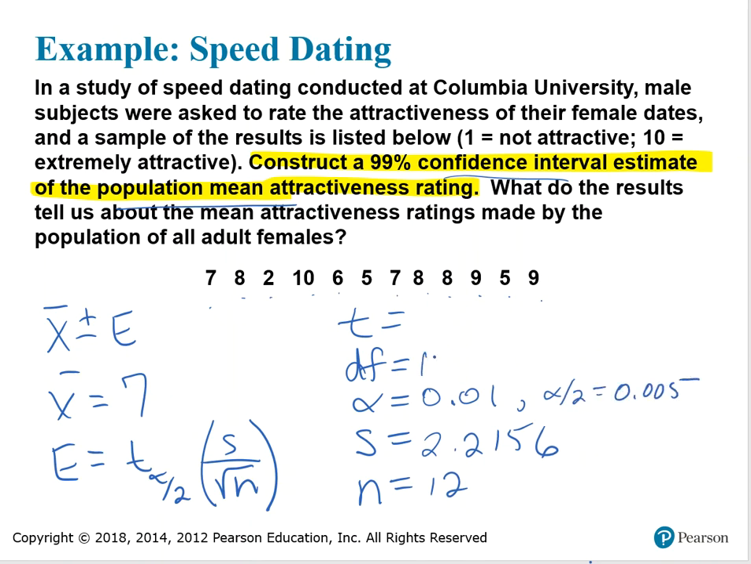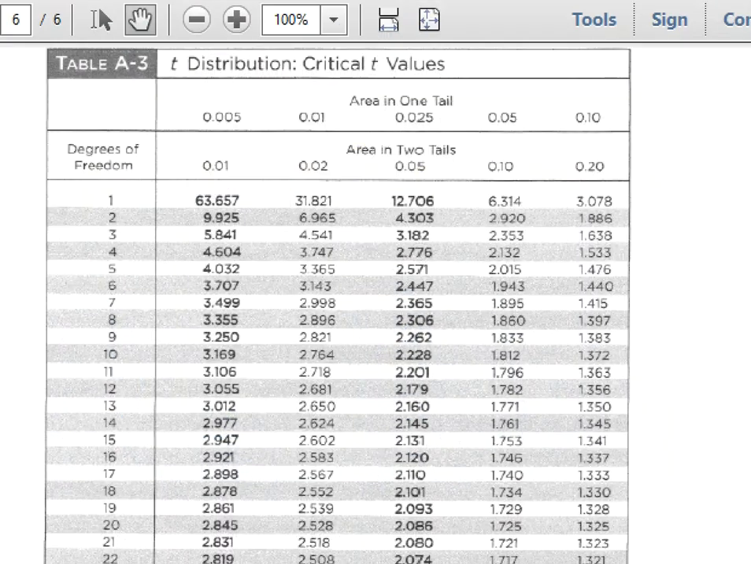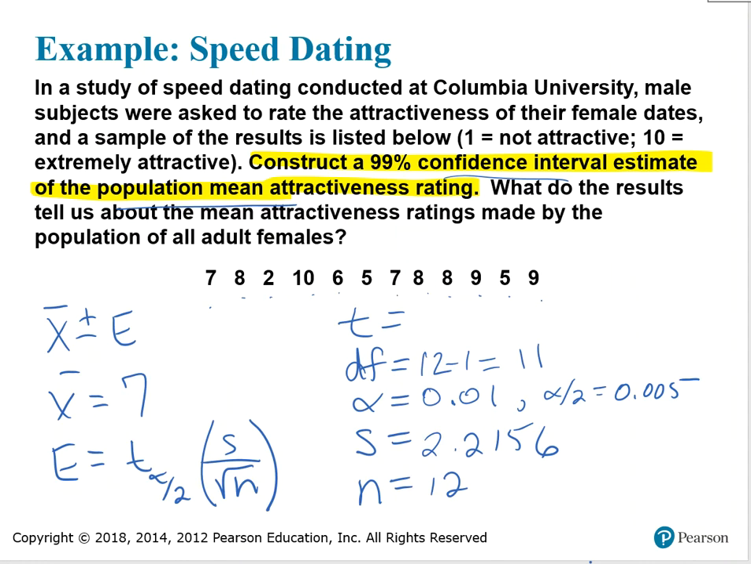The degrees of freedom are 12 minus 1, or 11, and I'm going to use the table to find T. So I'm going to look for row 11 with an alpha of 0.01 in 2 tails. Notice that in 1 tail it's 0.005. This is the same column for area in 1 tail and 2 tails. So I'm on row 11. 3.106 is my T value.